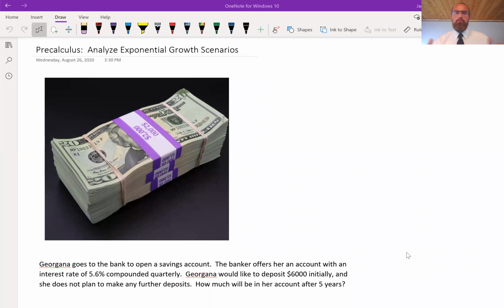So here's the situation. Georgiana goes to the bank to open a savings account. The banker offers her an account with an interest rate of 5.6% compounded quarterly. Georgiana would like to deposit $6,000 initially, and she does not plan to make any further deposits. How much will be in her bank account after 5 years?